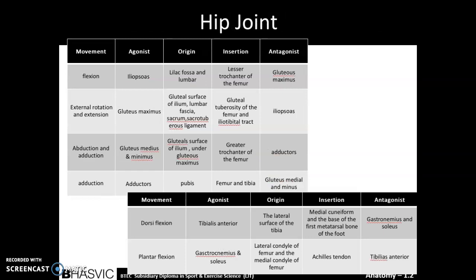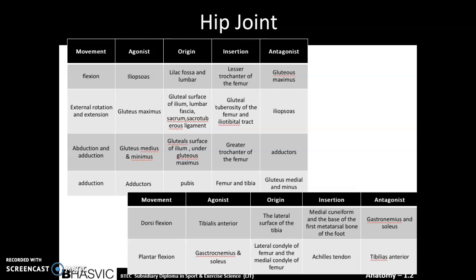In the hip joint, when the agonist is iliopsoas and the antagonist is gluteus maximus, the movement is flexion, the origin is iliac fossa and lumbar. The insertion is lesser trochanter of the femur.